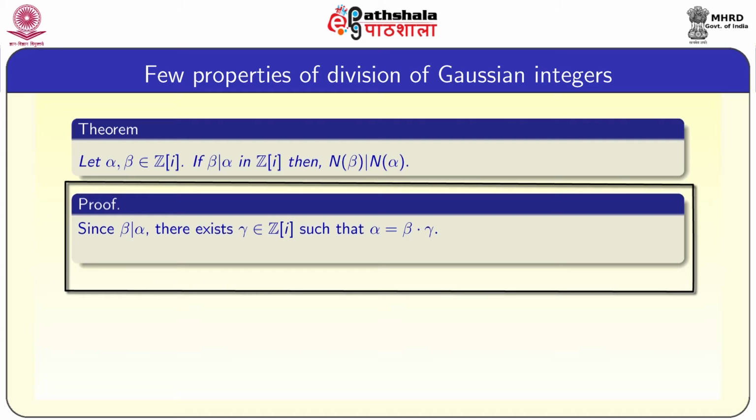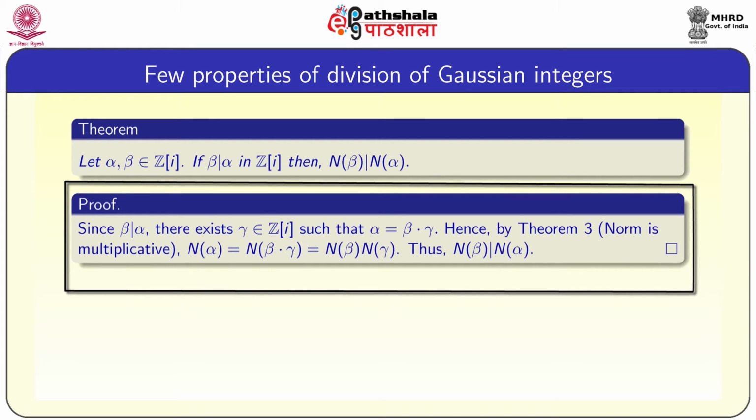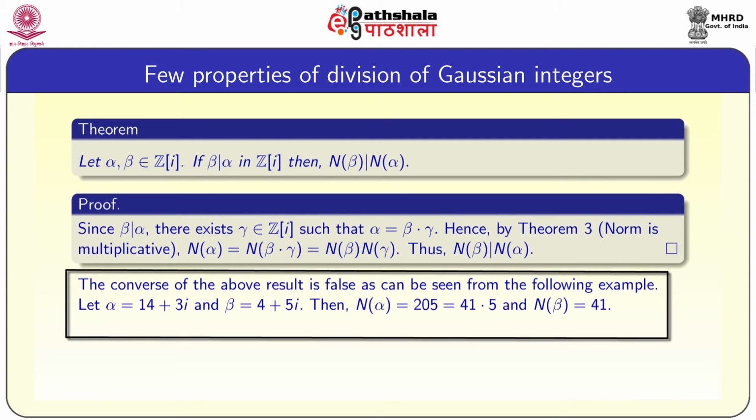Since beta divides alpha, by definition there exists gamma such that alpha is equal to beta times gamma. Hence, by the previous result, that the norm is multiplicative, the norm of alpha is equal to the norm of beta times gamma, which is equal to the norm of beta times the norm of gamma. Thus, we have the norm of beta divides the norm of alpha, because the norm of alpha is an integer equal to the norm of beta times the norm of gamma. But clearly the converse is not true.